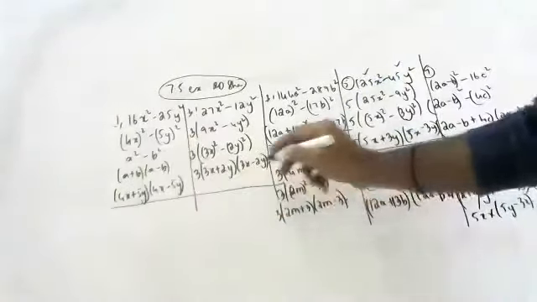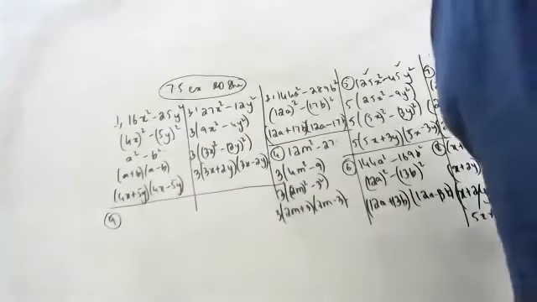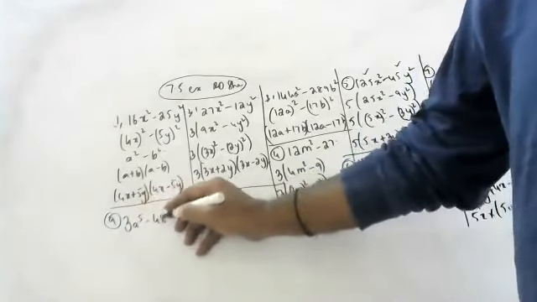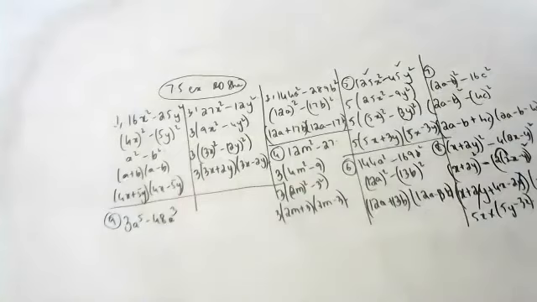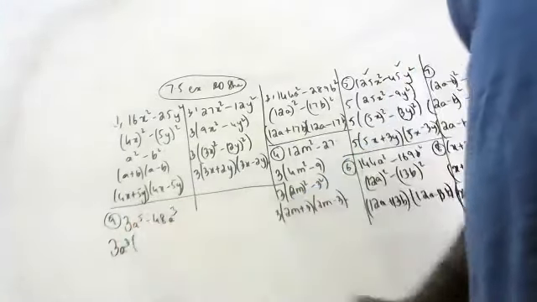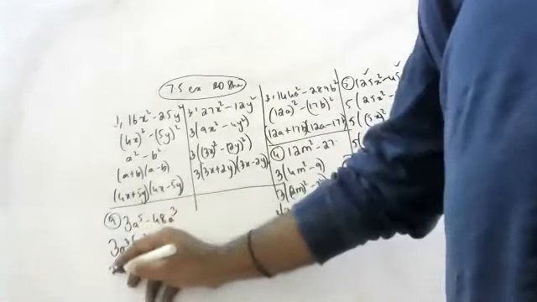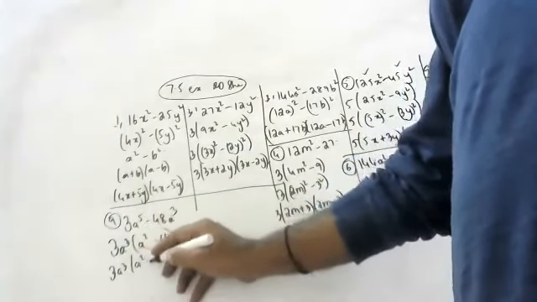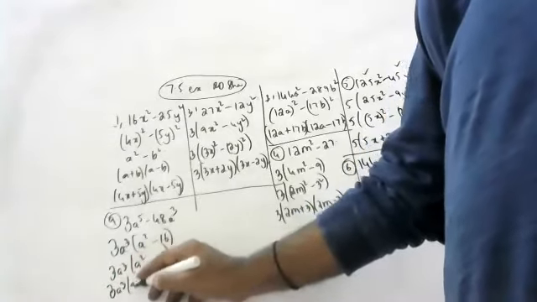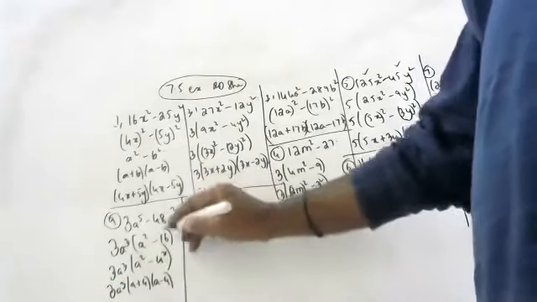Next question. Pravalika, is there? Yes, sir. 3a to the power 5 minus 48a cube. 3 into a to the power 4. 3a cube is common. a to the power 2 minus 16. 3a cube into a square minus 4 square. Okay. 3a cube into a plus 4 into a minus 4.